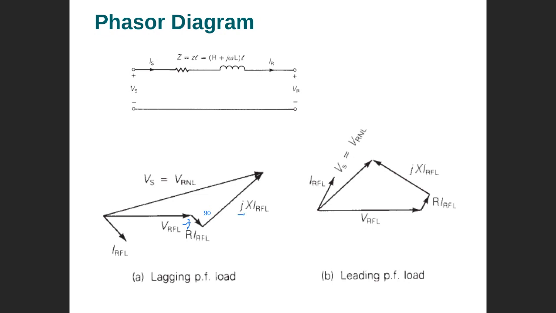Because of this j here, jX times I. So this is the real part, and this is the imaginary part. Then you will draw 90 degrees and make it longer than this part here. This is a voltage, the voltage on R, I times R. And this is also a voltage, the voltage drop on X. The voltage drop on X is higher than the voltage drop on R. Why? Because X is greater than R.